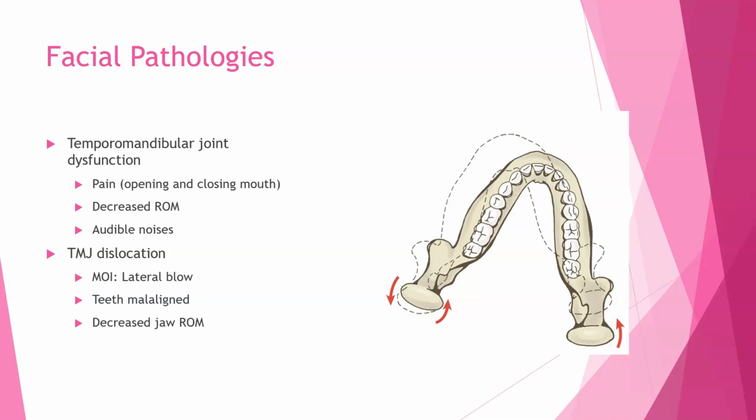Okay, TMJ dysfunction, pain when opening and closing the mouth. They might have audible noises where they say that they can hear a creak. Usually when there's been a dislocation of the TMJ, it's because of a lateral blow. The teeth are no longer aligned, and the jaw is no longer in alignment.